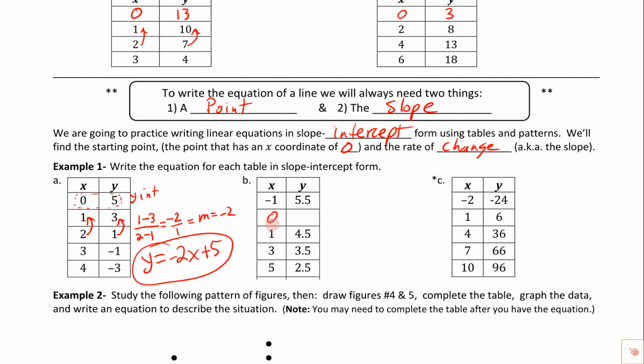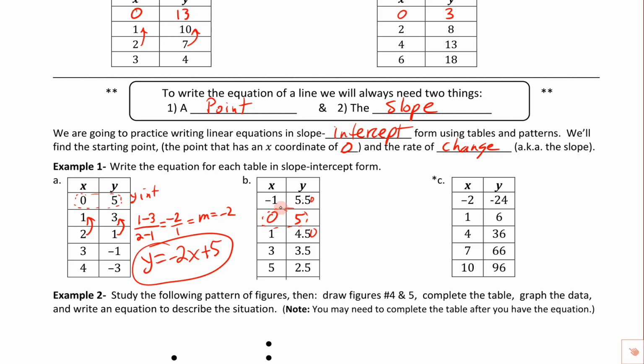So if 0 is right in between negative 1 and positive 1, then let's take a guess at what would be right in between 5.5 and 4.5. A lot of times, thinking in terms of money is helpful. So this is $5.50, this is $4.50, so right in the middle of those would be 5. So here is our starting value.